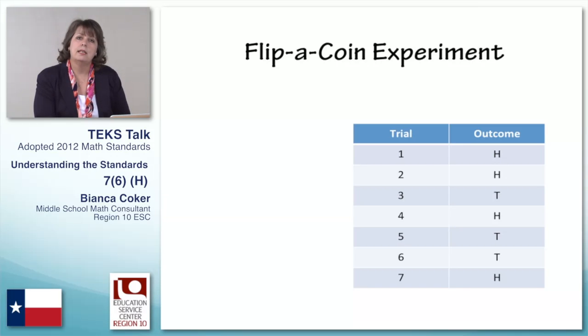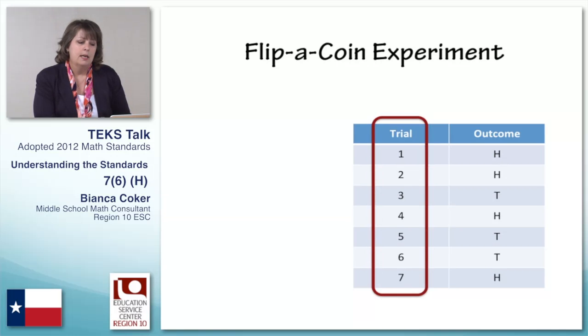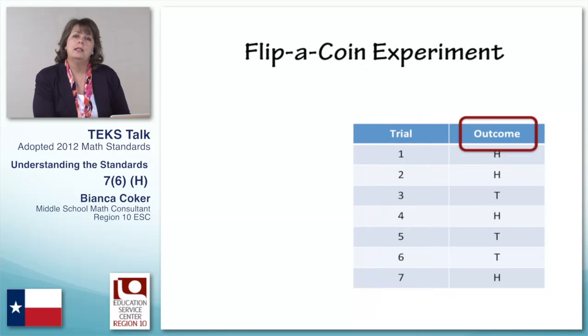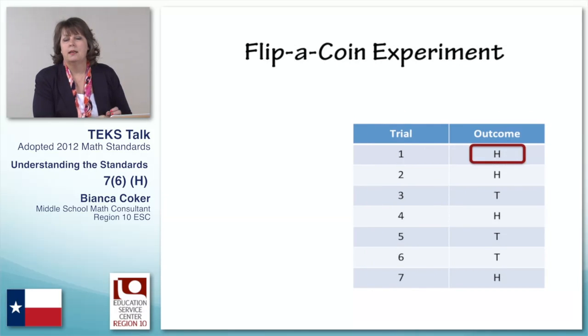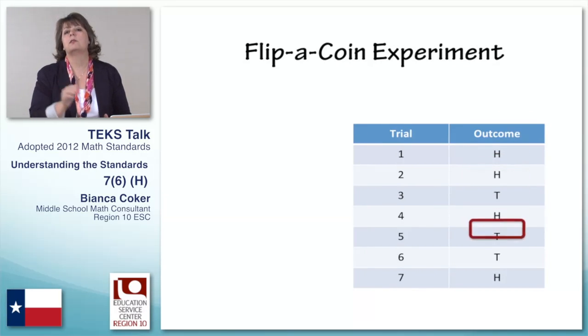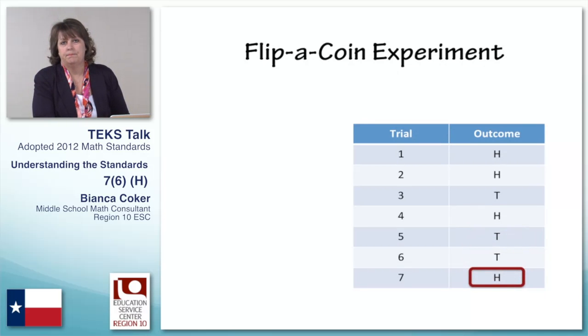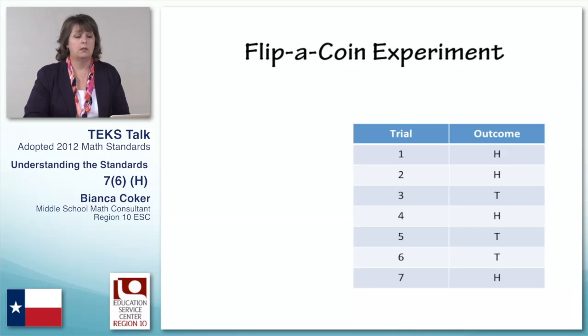In this table, you see that we've conducted 7 trials. We flipped a coin 7 times, and the outcome for each trial is recorded in the table, where H represents the heads part of the coin lands up, and T, the tails part of the coin lands up. So with the experiment we've done, we can calculate the experimental probability. So let's look at that.